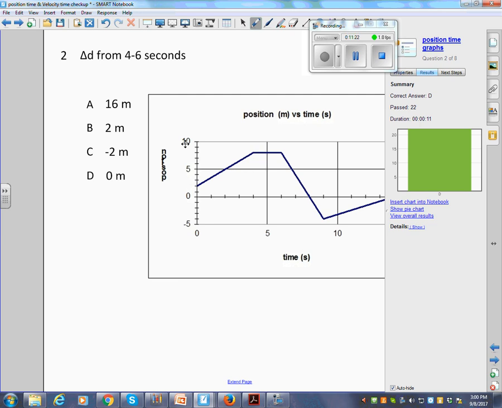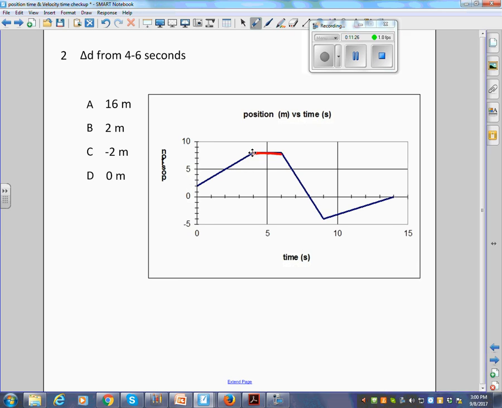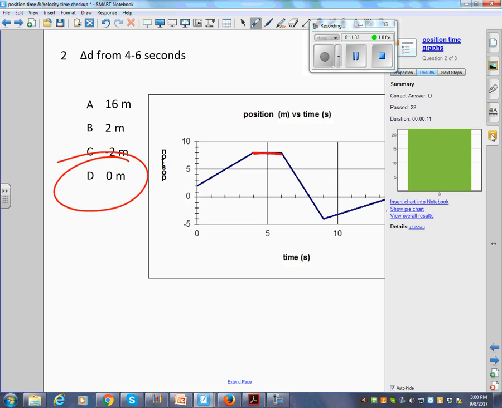Delta D from 4 to 6 seconds. Well, from 4 to 6 looks like that bit right there. That's flat. I don't even need to do the math. If it's flat on a position time graph, that's a 0. Yay, everyone got it right.